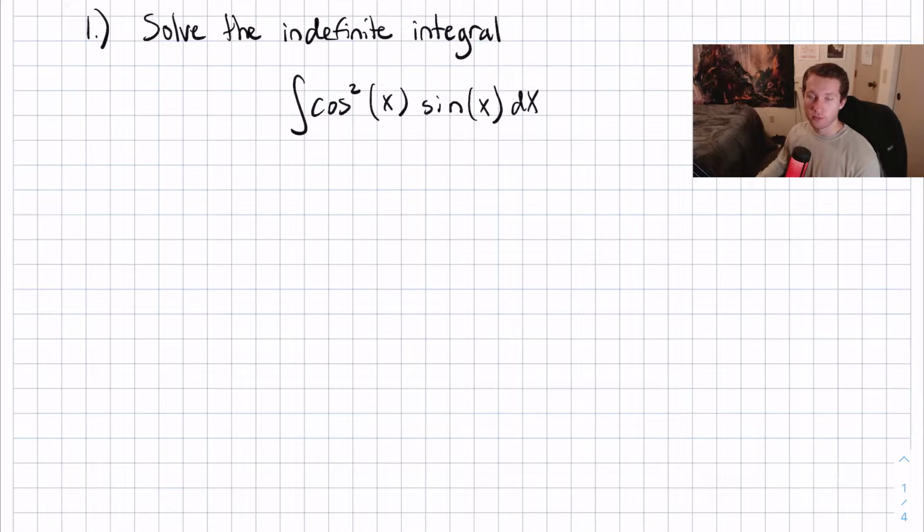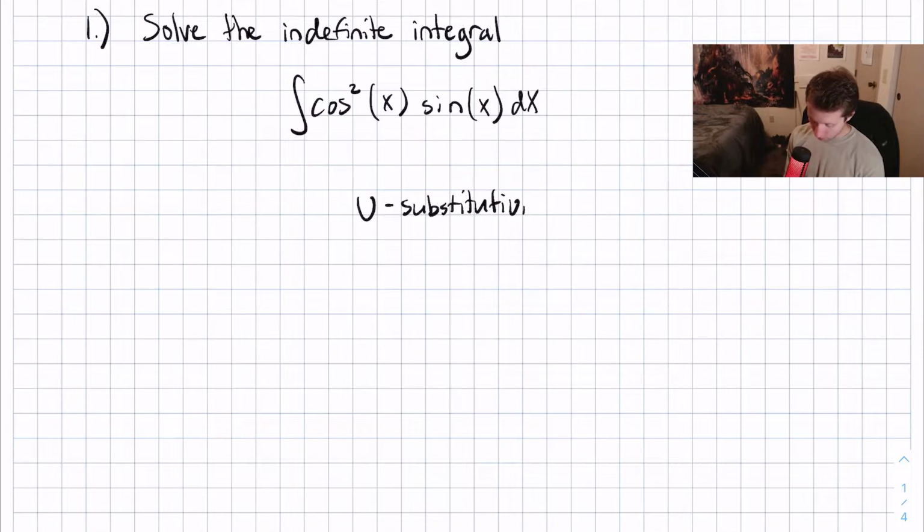Okay, so for this first one we got a classic indefinite integral, just some throwback to good old calc. The indefinite integral I got for you here is find the integral of cosine squared of x sine of x dx. So this one's pretty easy, but we're going to use a method that I'm sure you haven't seen in a pretty long time, and that is U substitution.